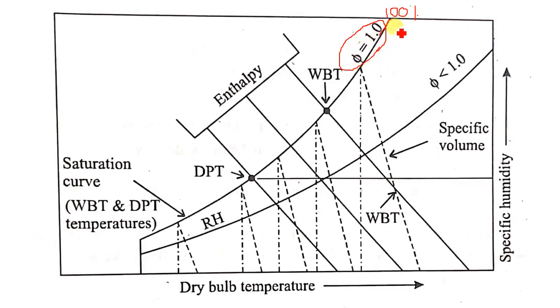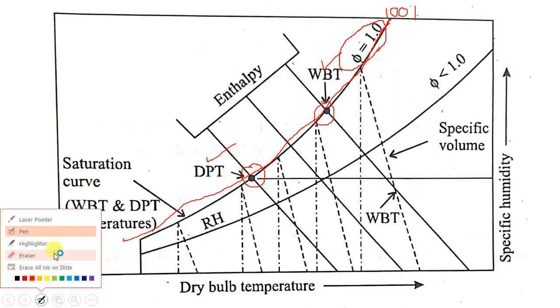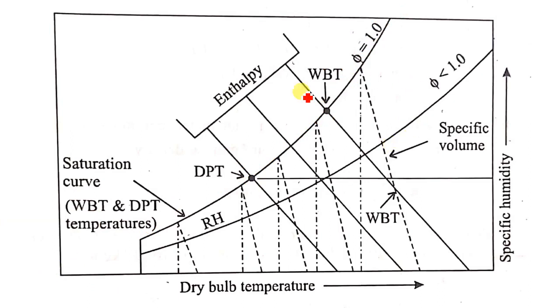And the DPT points, what is DPT? It is dew point temperature, and the WBT points, that is wet bulb temperature, are always found on the saturation curve. That means this particular curve which I am tracing now. So this curve is the saturation curve, where you can find your DPT values and the WBT values. Most importantly, the DPT values. Just remember this. This is very, very important.